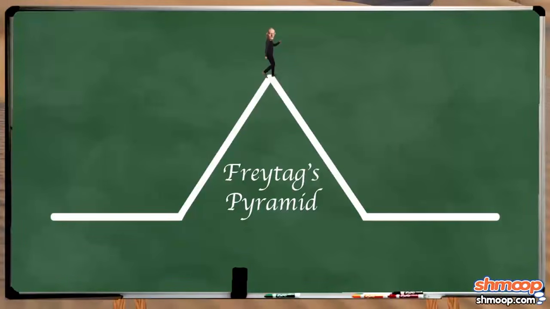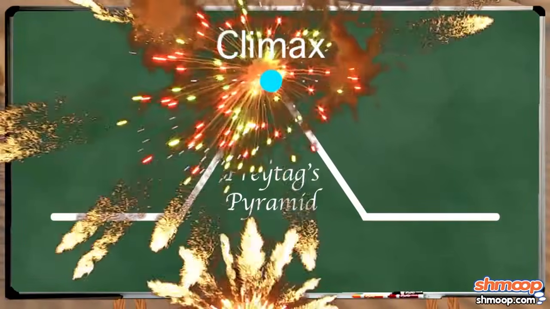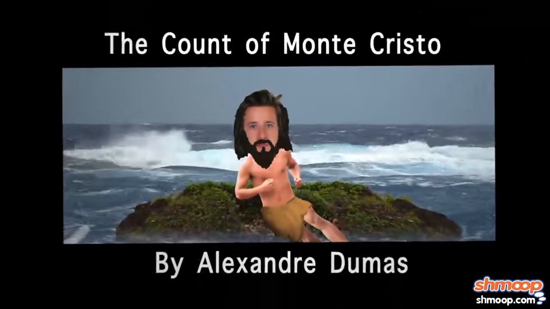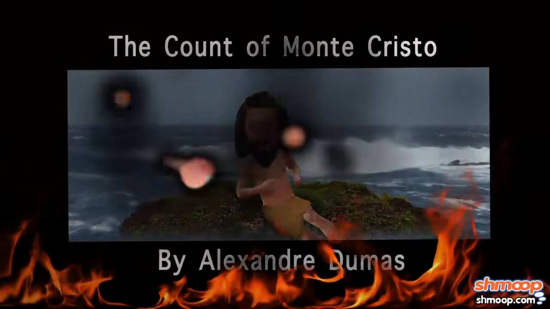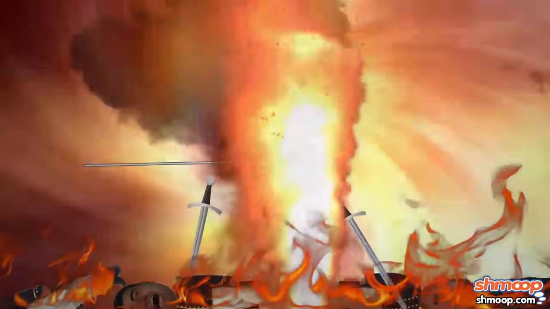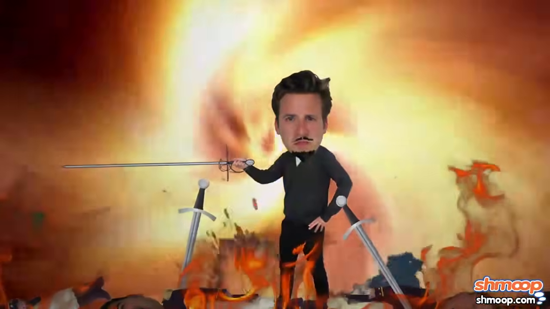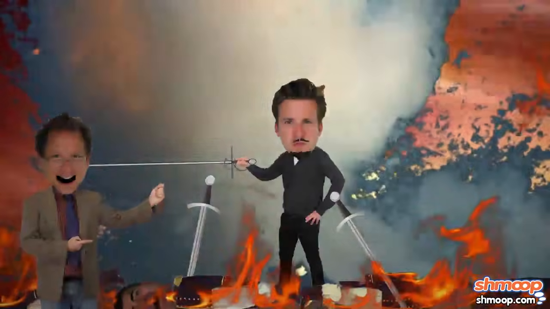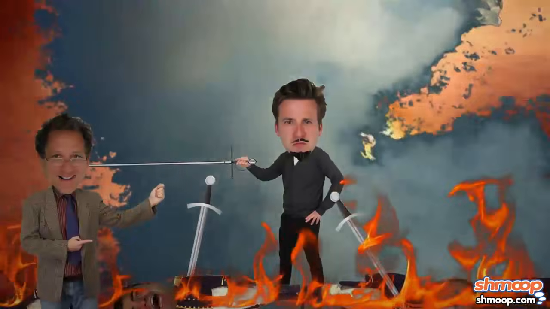At the apex of Freytag's pyramid is the climax, or the most exciting part of the story. At the climax of The Count of Monte Cristo, everyone dies or is ruined, and the Count gets his revenge, even though he starts to think, well, maybe this whole revenge thing wasn't such a great idea. A little late for second thoughts, eh there, Count?